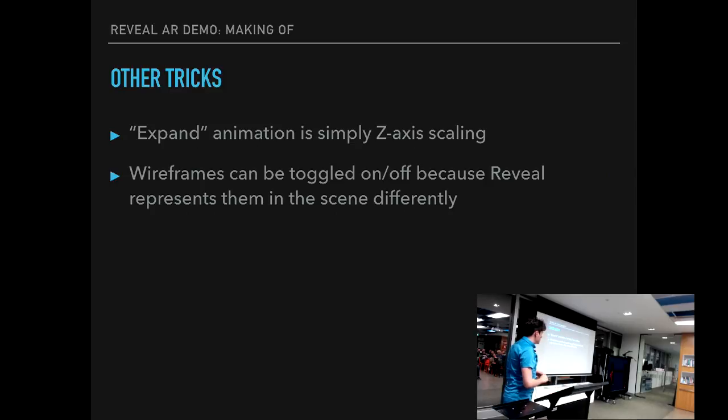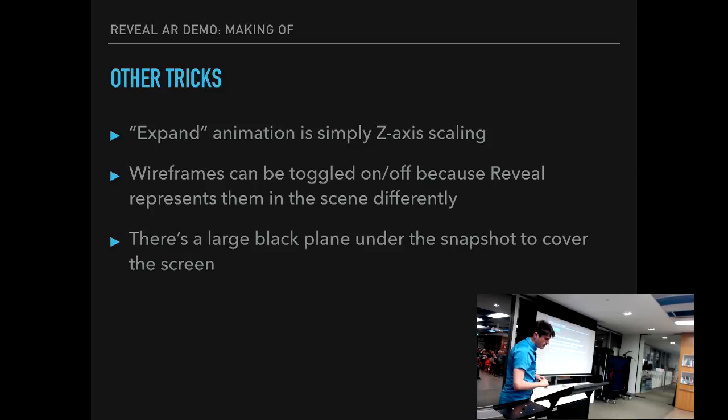Wireframes can be toggled on and off just because Reveal represents them in the scene differently, so I can identify one kind of scene node and another kind of scene node. If you haven't noticed, there's actually a large black plane under the snapshot. It's just a little trick to mask out the device screen in case the positioning is not precise enough. It's smoke and mirrors.